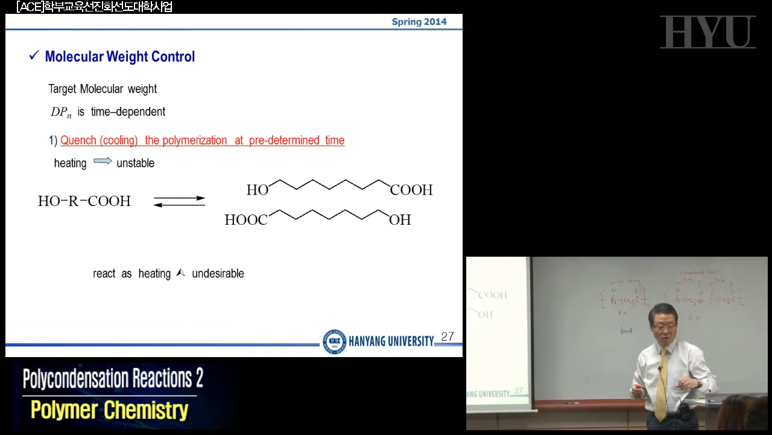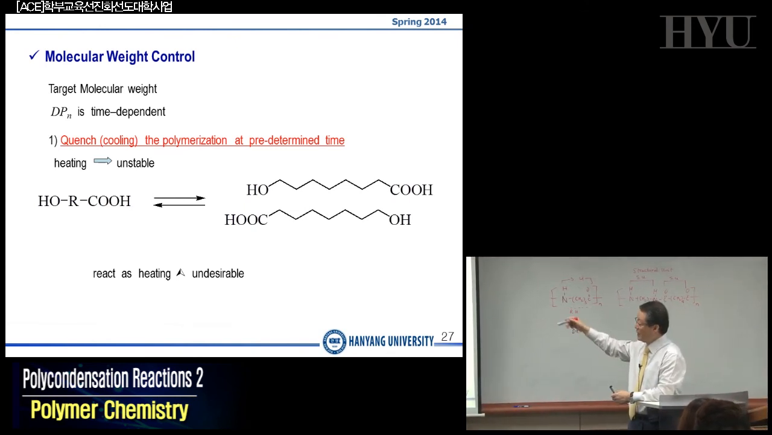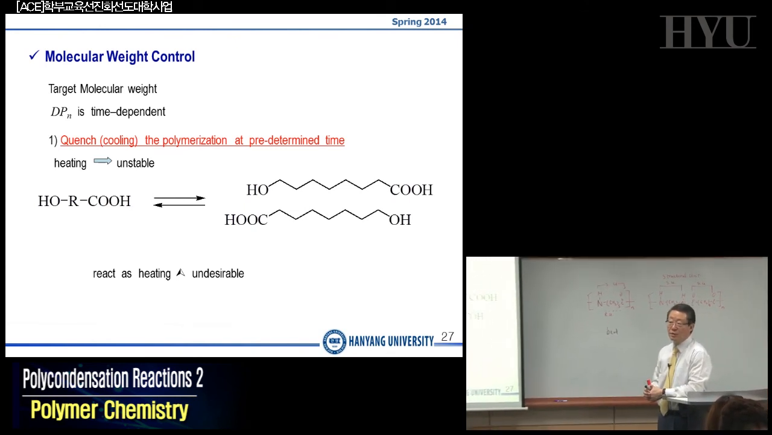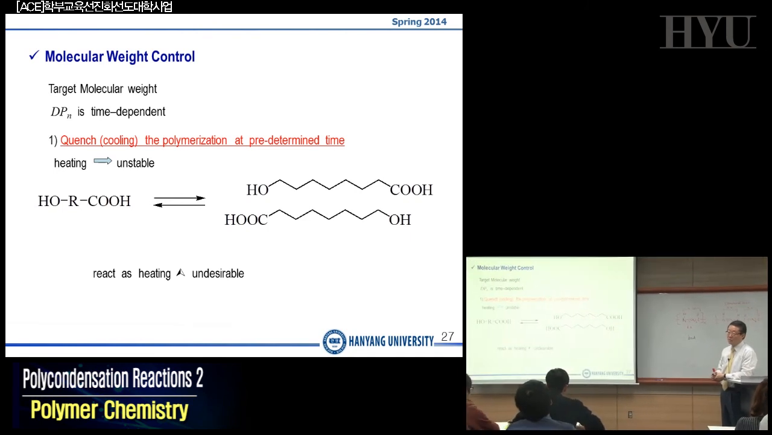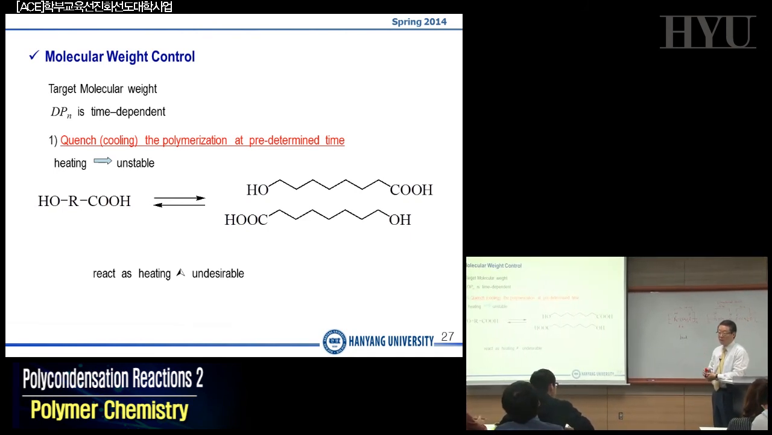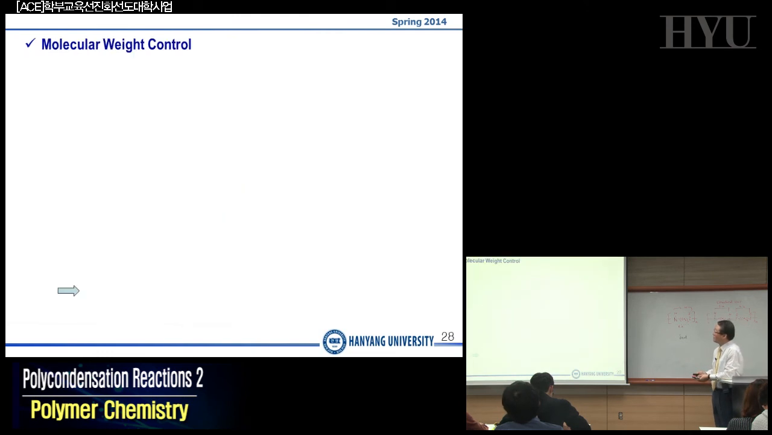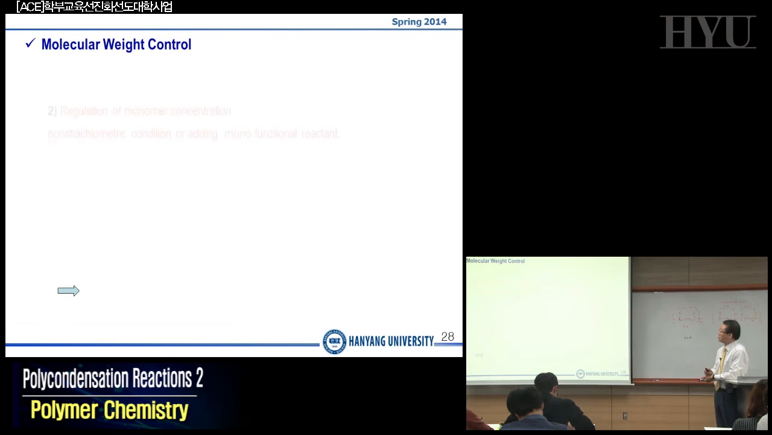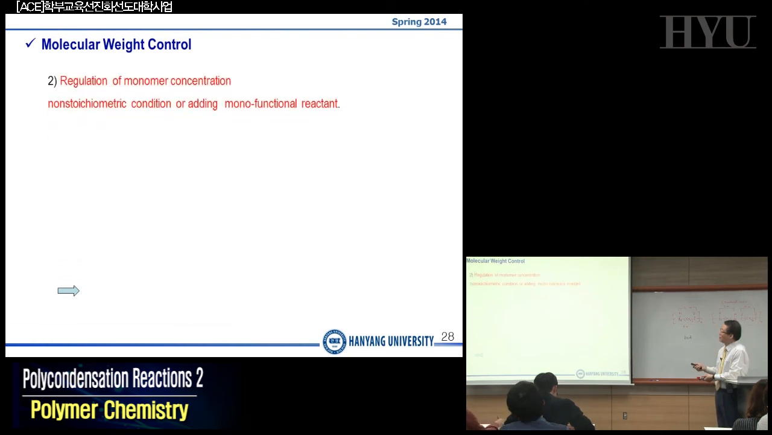So if that's the case, your viscosity will change when you melt, so that it's not very desirable. So instead of using this quenching method, the second way of controlling the molecular weight is about the stoichiometry. Regulation of the monomer concentration is a much more plausible way of controlling the molecular weight.